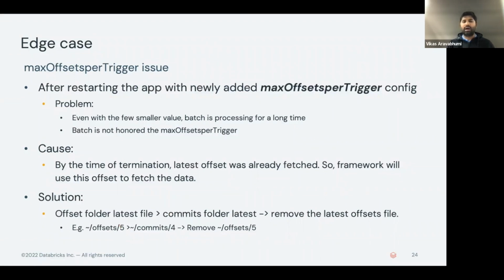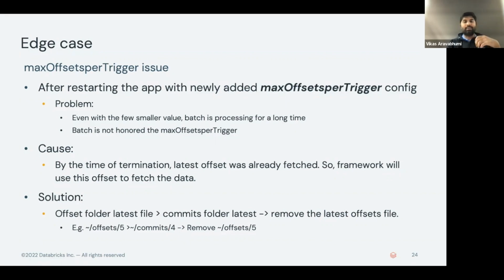Now if it is processing the same file, then it is not considering this latest value, right? Max offset per trigger will not be considered. So when you're changing max offsets per trigger, you have to remove this checkpoint latest file number. If you remove this one, then 4 will be there. If both are matching, then the application will be fetching from the source.